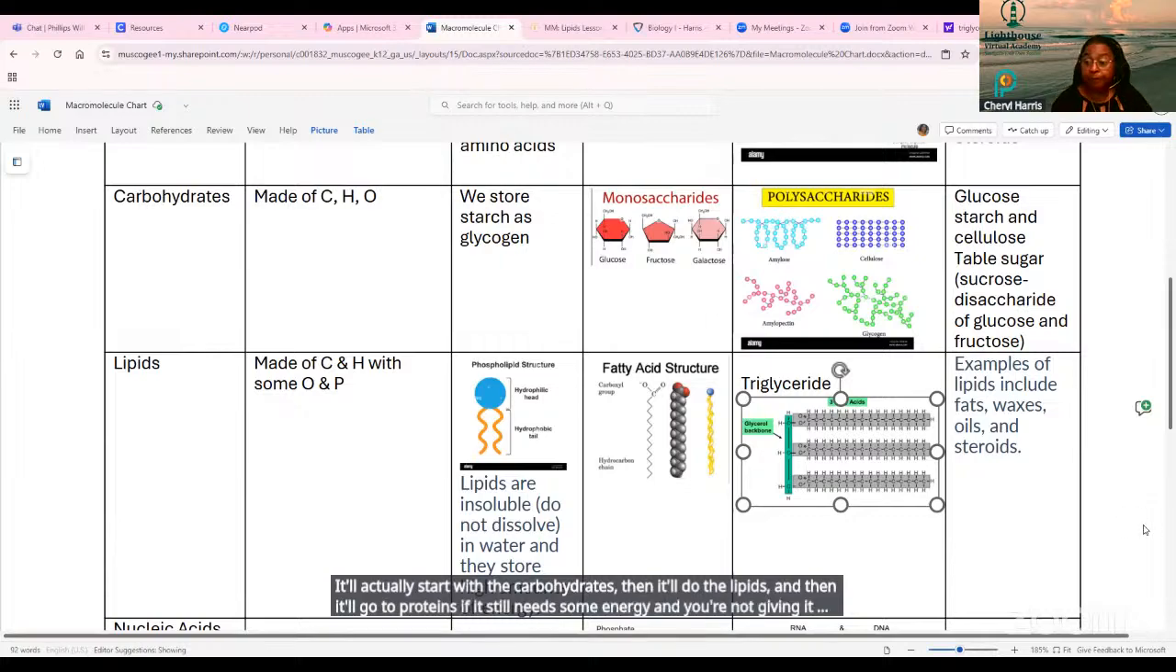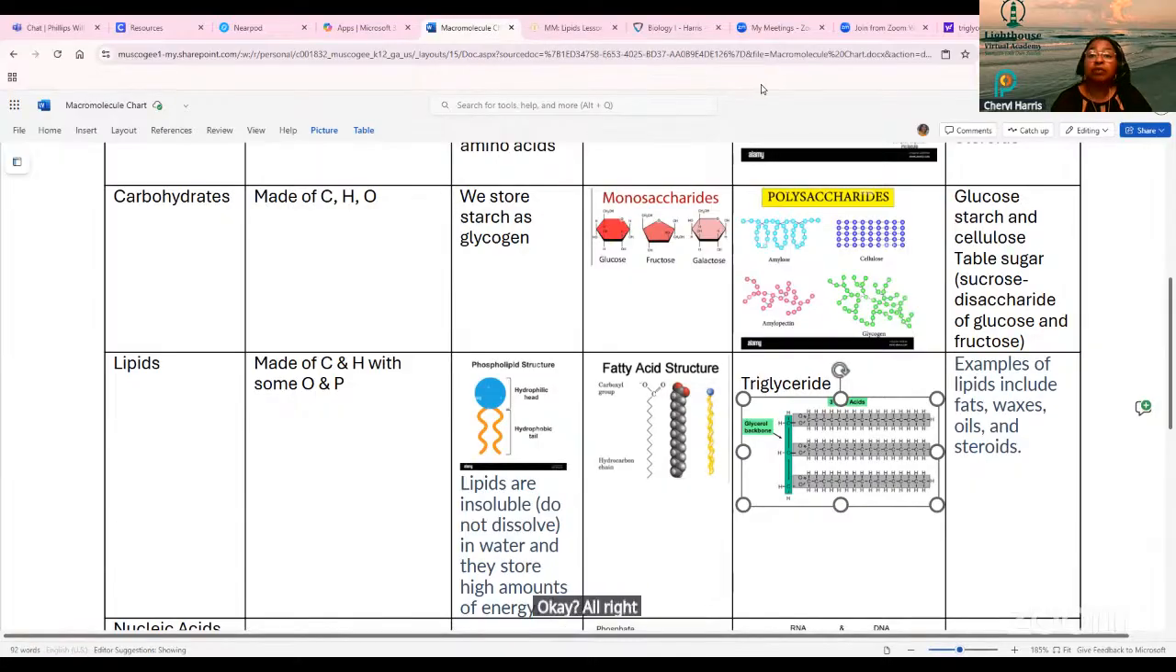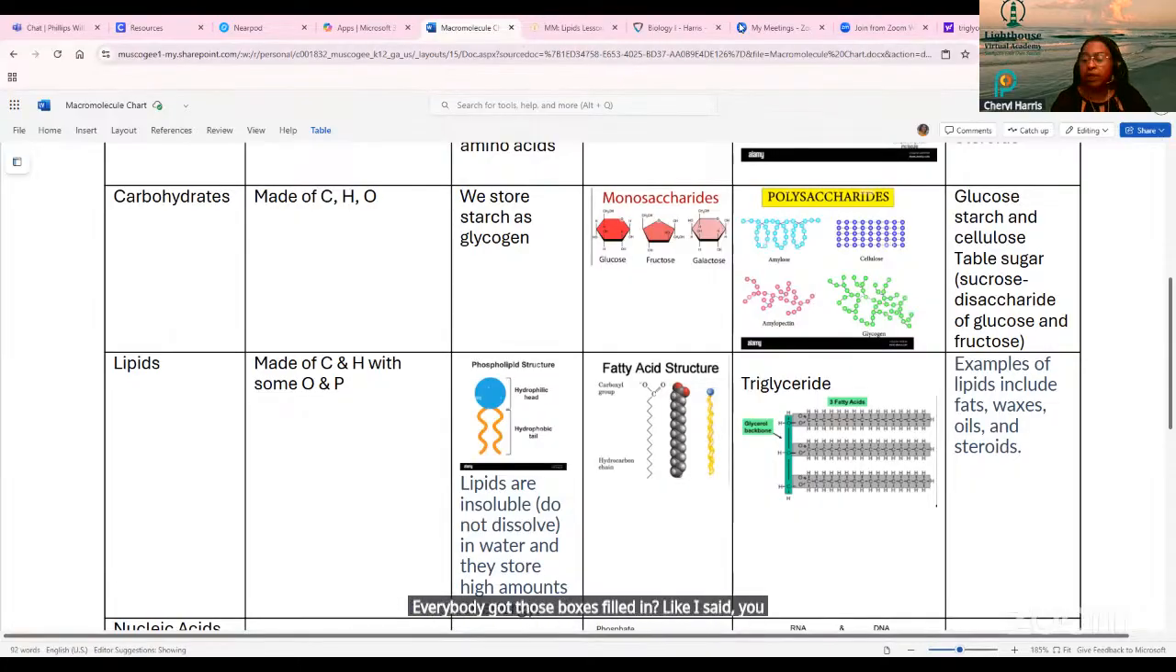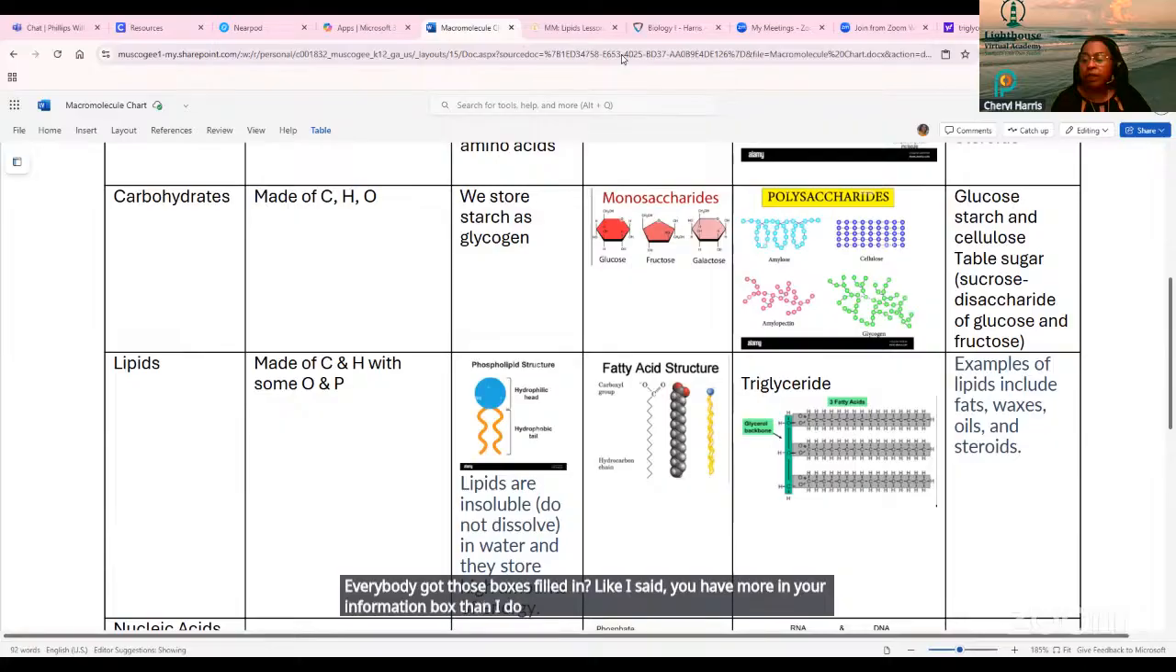Okay? All right. So everybody with me? Everybody got those boxes filled in? Like I said, you have more in your information box than I do.